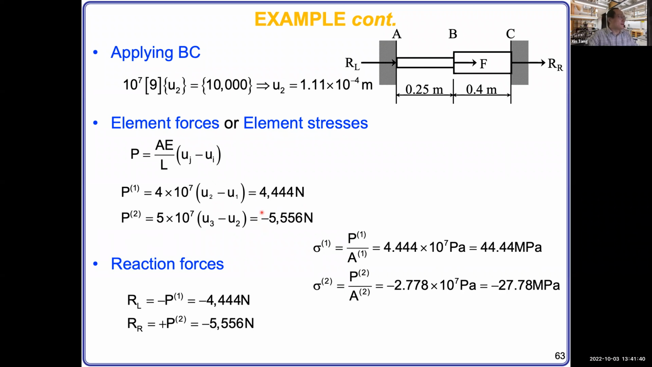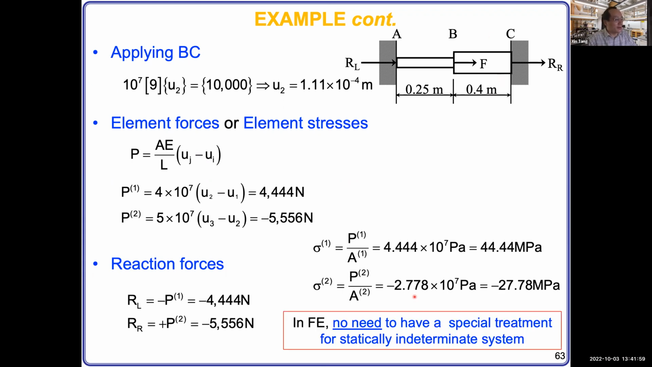Okay. Then from this reaction force, you can divide by the cross-section area. Then we will know the stress there. Okay. So that's how you solve the problem. And this solves a statically indeterminate problem.